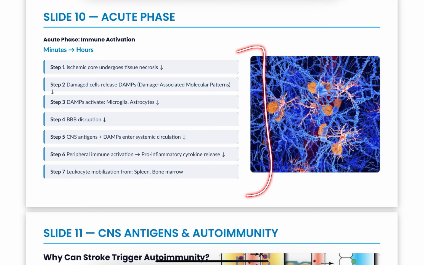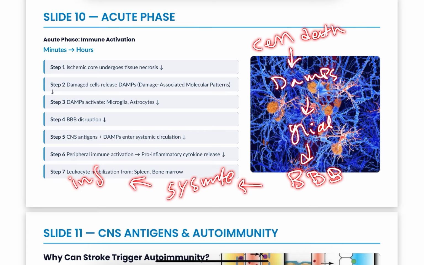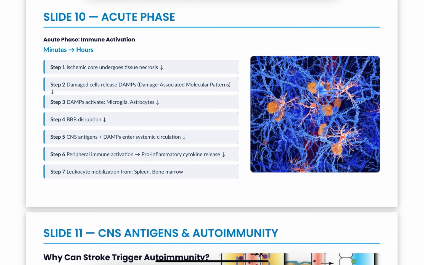So if we want to wrap it up, we will say that I have cell death, and then it will give me the DAMPs. The DAMPs will activate the glial cells, which are the microglia and astrocytes. The blood-brain barrier will become disrupted. The DAMPs will go to the systemic circulation alongside the CNS antigens, and then it will give me inflammation: pro-inflammatory cytokines and leukocytes coming from the spleen and the bone marrow.